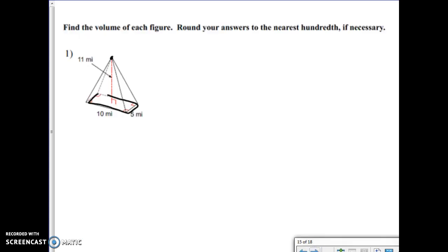So let's apply this. I'm going to do question 1. You guys are going to do question 2. I'll do question 3. You guys will do question 4. So when I'm looking at this, remember we talked about the volume of a pyramid is 1/3 the area of base times the height. So I've got to figure out what type of base I have.